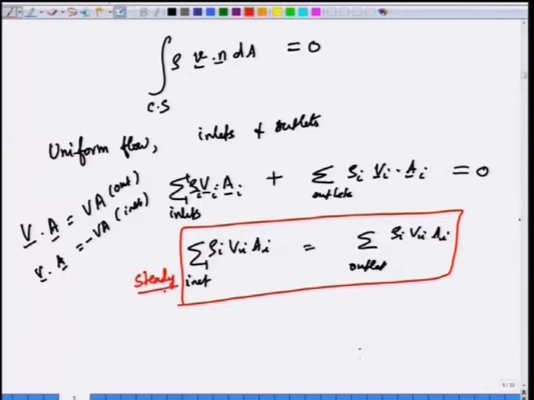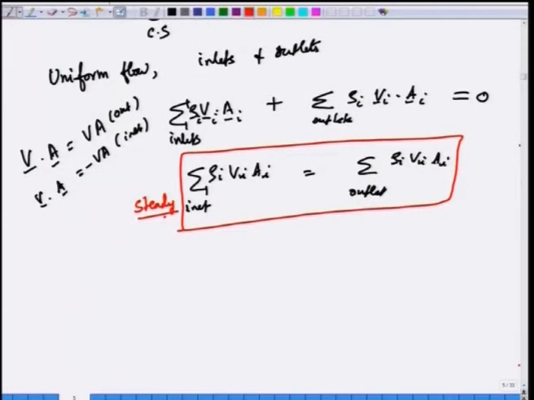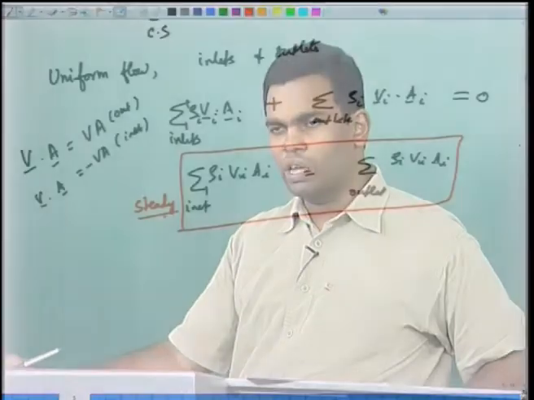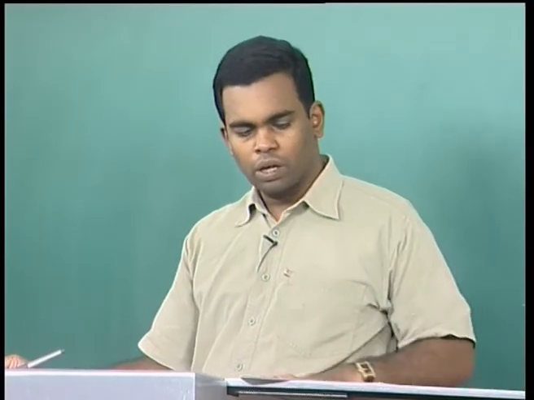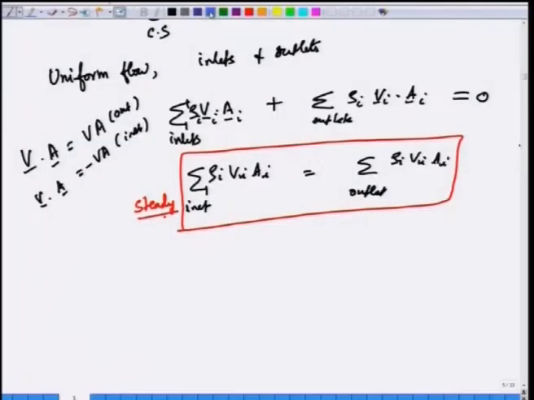Although the form appears fairly similar to what we had before for incompressible flows, there the equation that we derived was valid whether the flow is steady or not. Here it is valid only for steady flows. Okay. Now, I told you a thing about the uniform flow approximation.